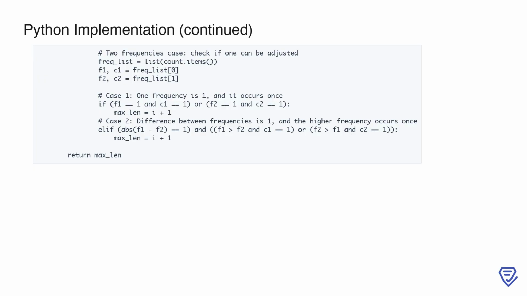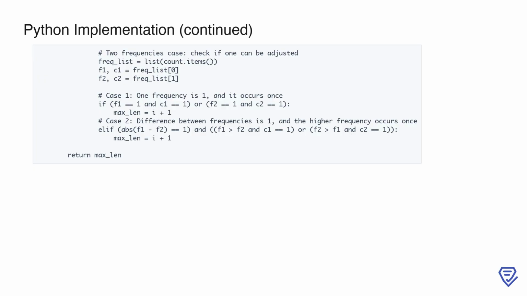In the second case, the difference between the 2 frequencies is exactly 1, and the higher frequency occurs only once. This scenario allows us to adjust the higher frequency down by 1 to match the lower frequency, ensuring that all elements have equal frequencies. If either of these cases is true, we update max_len to the current index plus 1. Finally, after completing the loop, we return max_len, which represents the maximum prefix length where the conditions of the problem are satisfied.